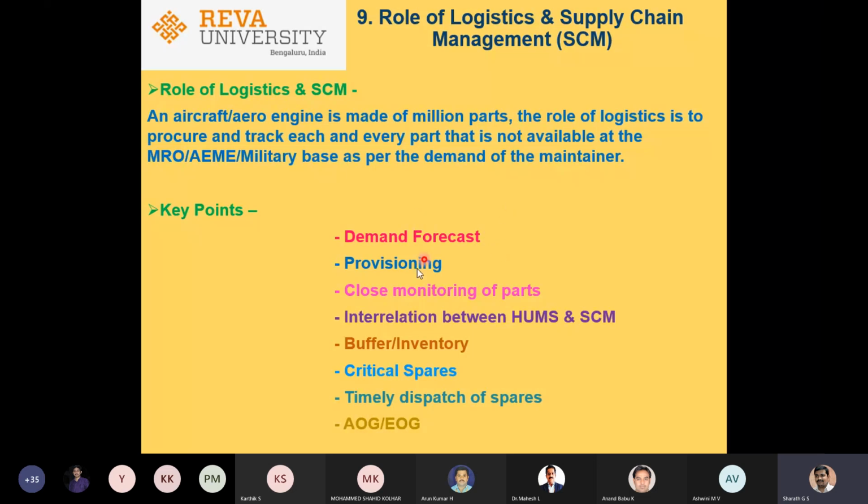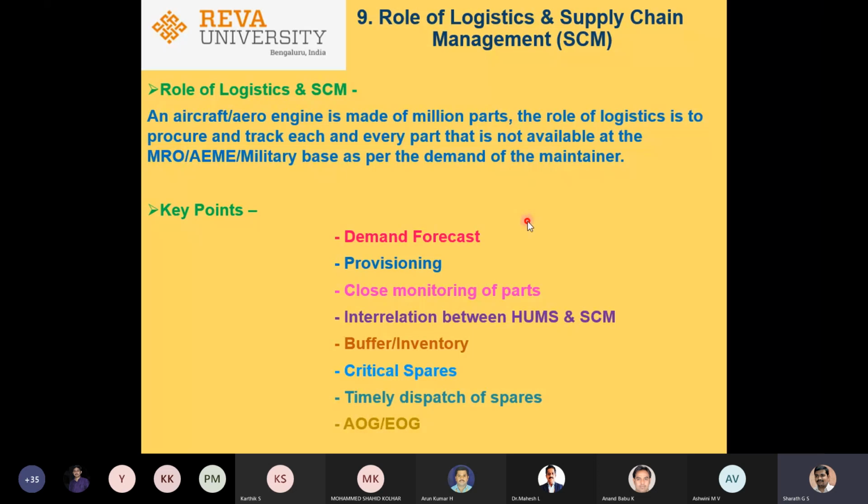So provisioning is something which means forecasting demand based on past utilization, present utilization, and future utilization, and accordingly procuring the parts. So provisioning plays an important role. And then close monitoring of spares. It is the job of both the maintainer as well as the logistics.